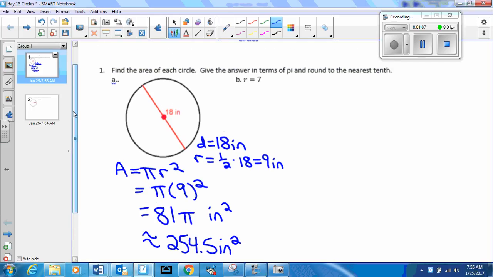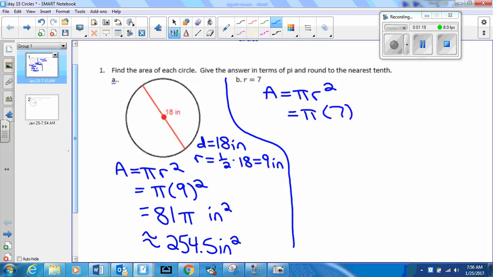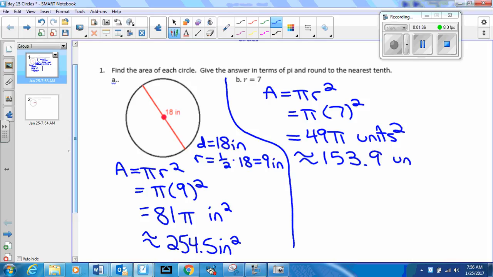Looking at part B, they don't give us a picture this time, but they tell us the radius is 7. So I start my formula, area is pi r squared. Substitute in pi times 7 squared. 7 squared, remember, means 7 times 7, so I get 49 pi units squared. Using my pi key now and rounding to the nearest tenth, it rounds to approximately 153 and 9/10 units squared.